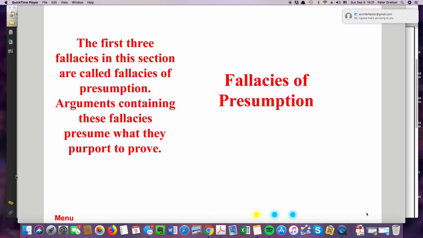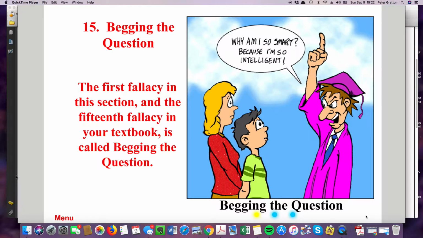So the first 3 fallacies in this section are called fallacies of presumption. Arguments containing these fallacies presume what they purport to prove. That's why it's called a presumption. It's presuming what it's set out to prove. This will be fairly clear when we get to fallacy 15.